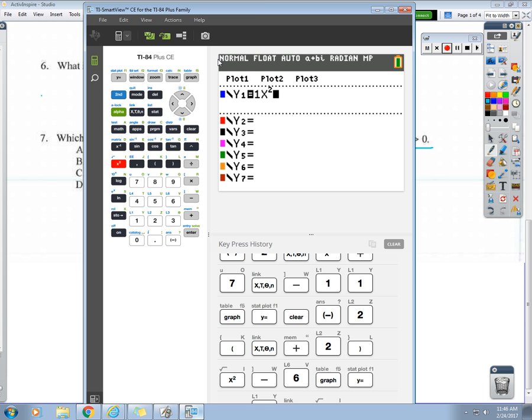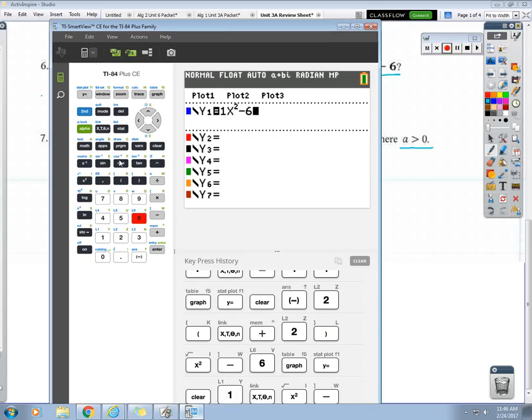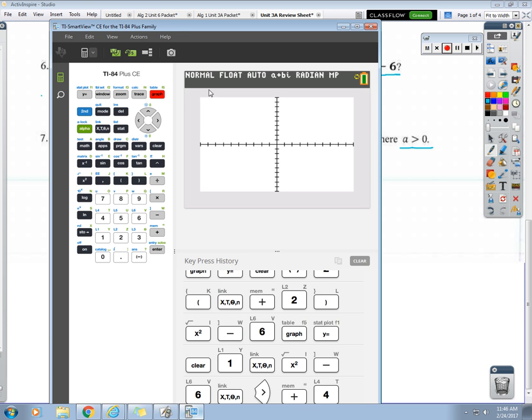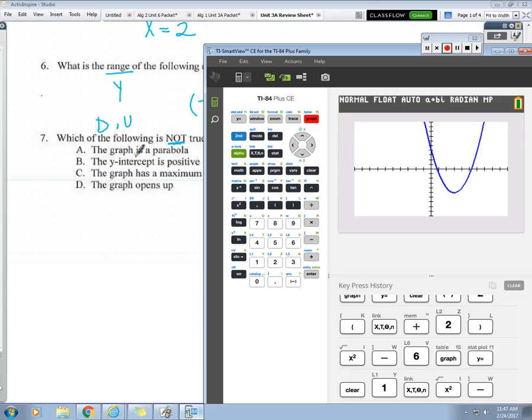So 1x squared minus 6x plus 4. Once we have a picture of it, we should be able to answer the question. Okay, we're looking for not true. The graph is a parabola. That's a parabola, so that's true. The y-intercept is positive. That's true. Your y-intercept is up here, and that's at a positive y value.